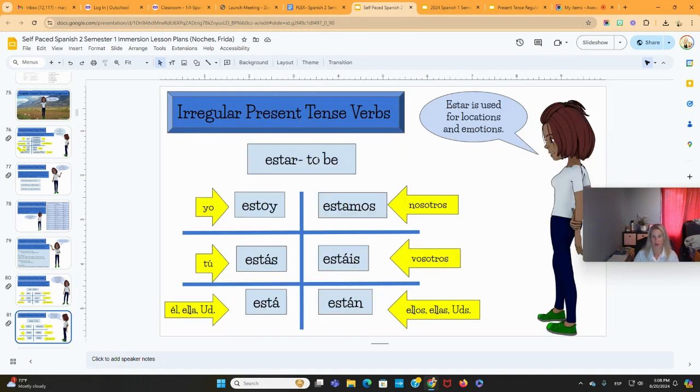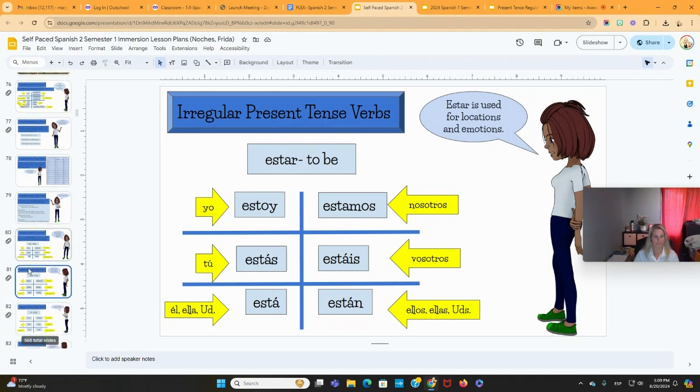Then you have estar, which also means to be. Estar is used more for locations and emotions. And here's its conjugation. Estoy, estás, está, estamos, estáis, están. There are 4 accents on the A's. And of course, the yo form is very funky.